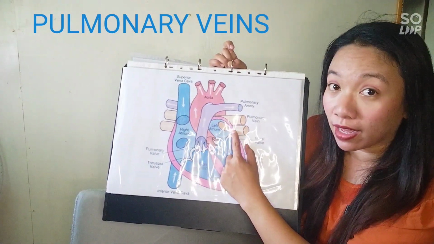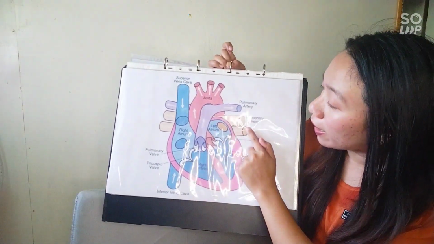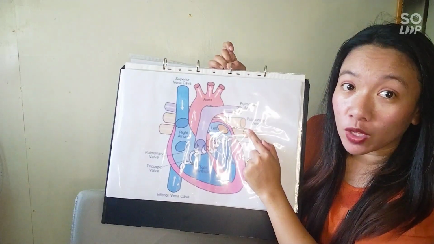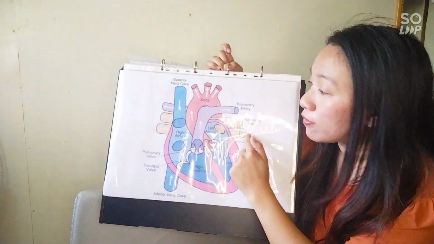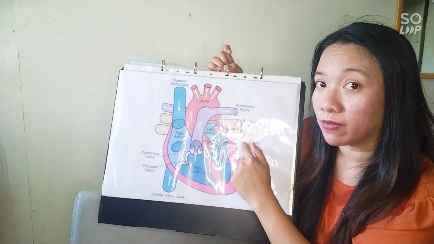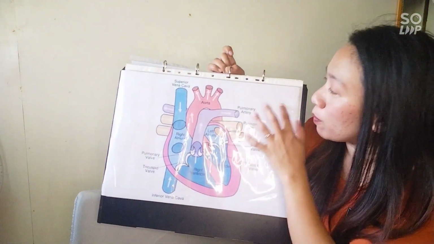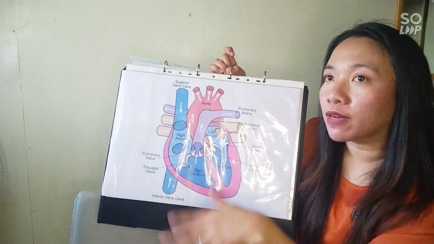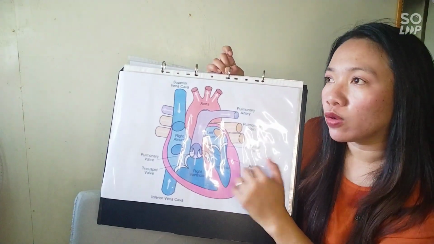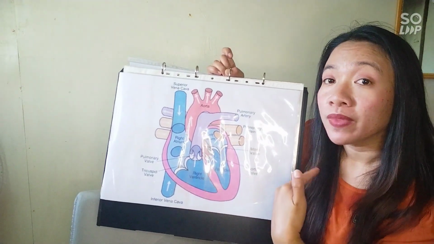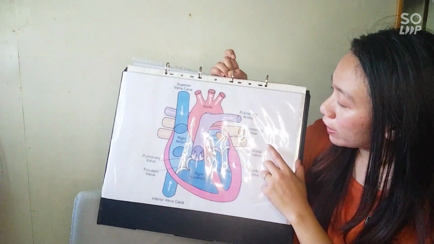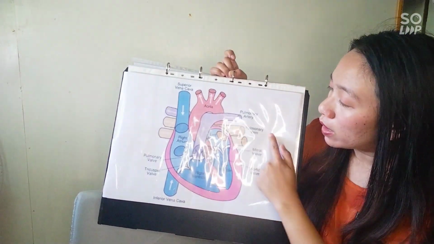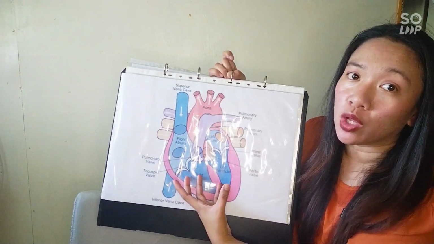Ano yung kinikarry niya? Siyempre, it carries what? Oxygen-rich blood. Ito lang yung only veins that carry oxygen-rich blood. So, paano nga ba? Siyempre, from your lungs, habang nagfo-flow doon ng ating mga blood, kumukuha sila ng oxygen as we inspire and expire, di ba? Or inhale. So, it will go here sa ating puso, sa loob na ng ating puso.